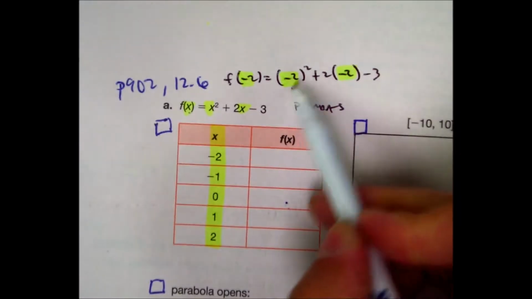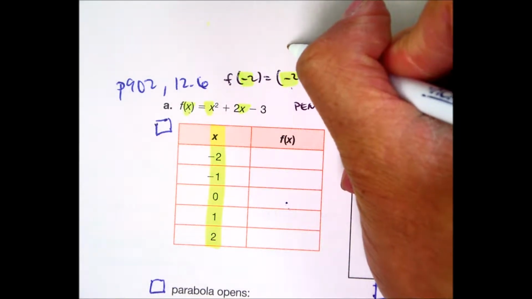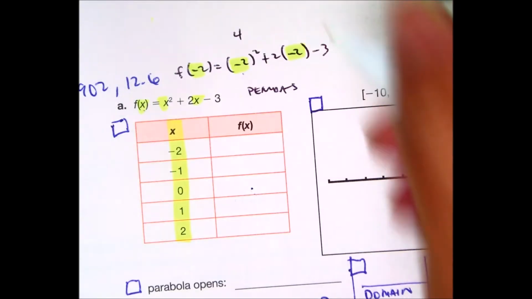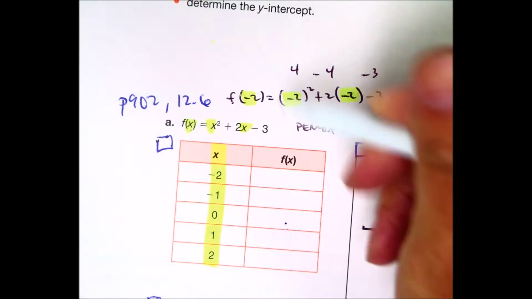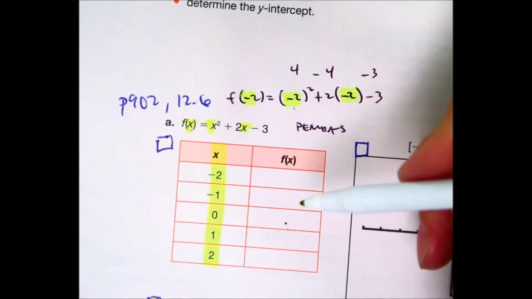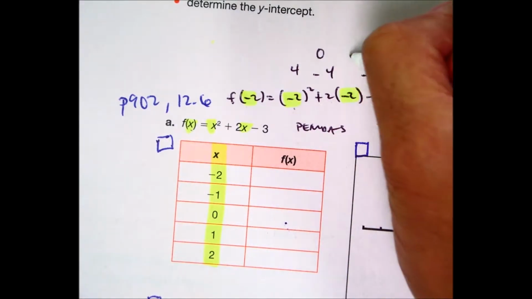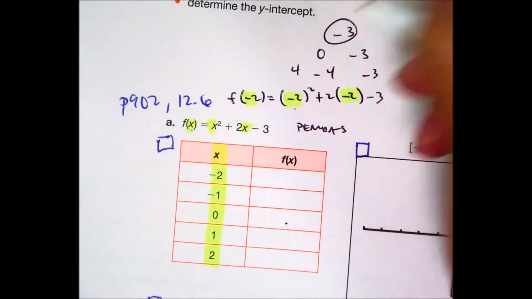So here I have -2 squared, which is how much? -2 times -2 is +4. 2 times -2. And I have the -3. I normally work down, but right now I'm just doing it. Class, what's 4 minus 4? And 0 minus 3. Raise your hand if you got -3.